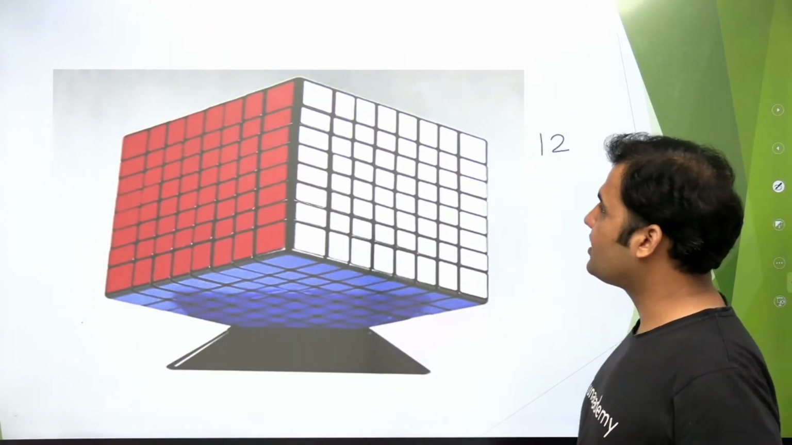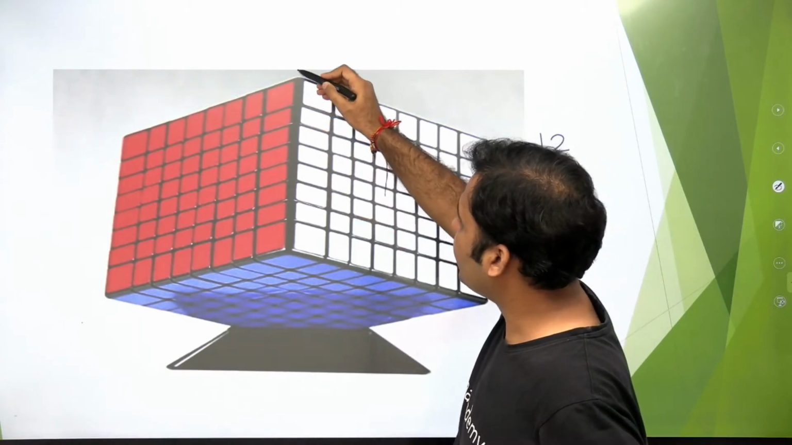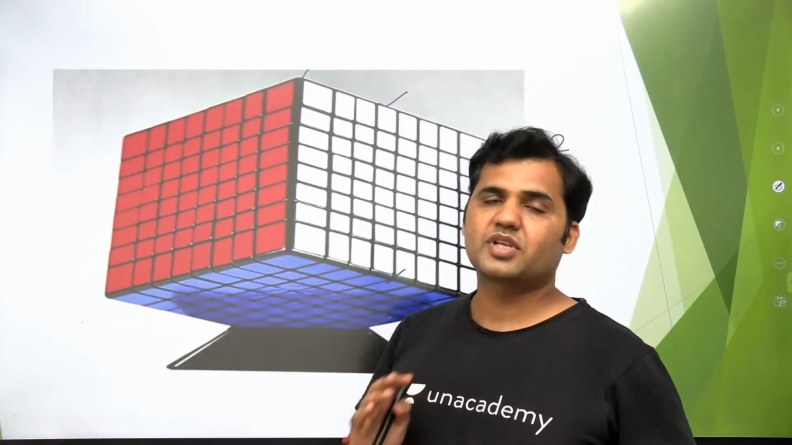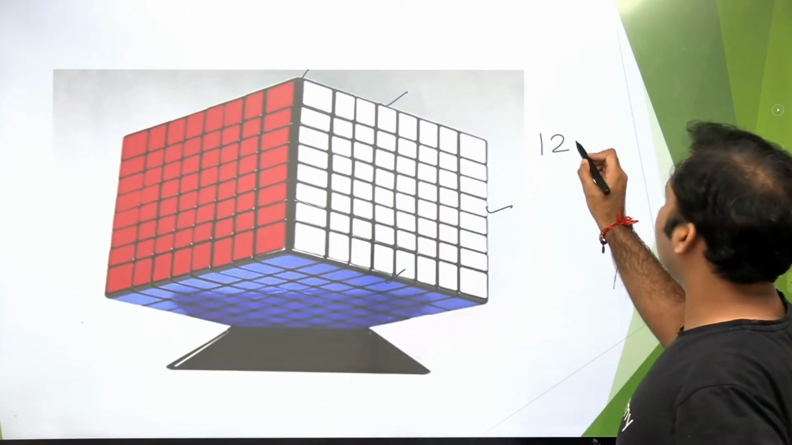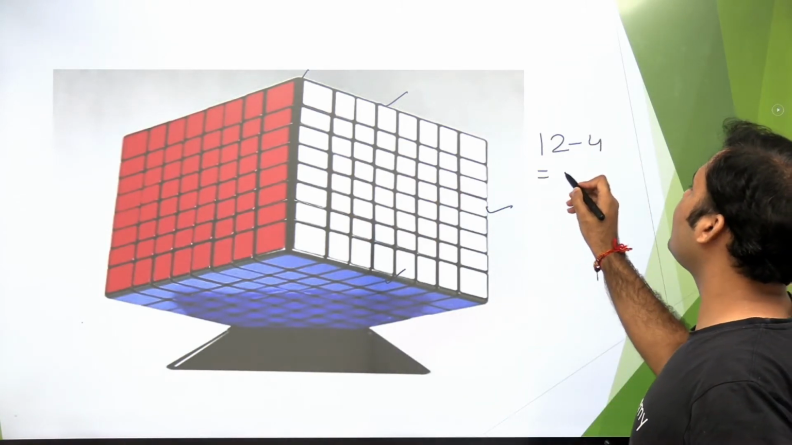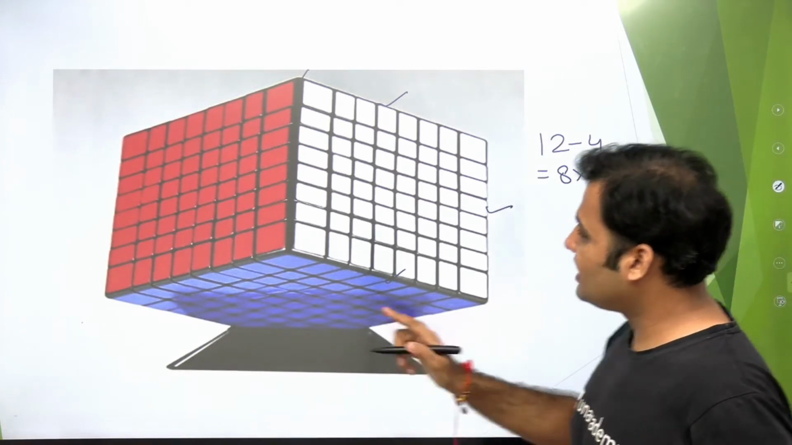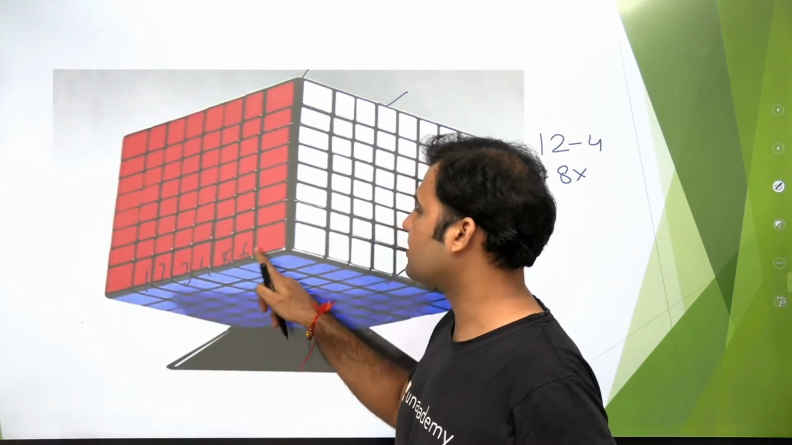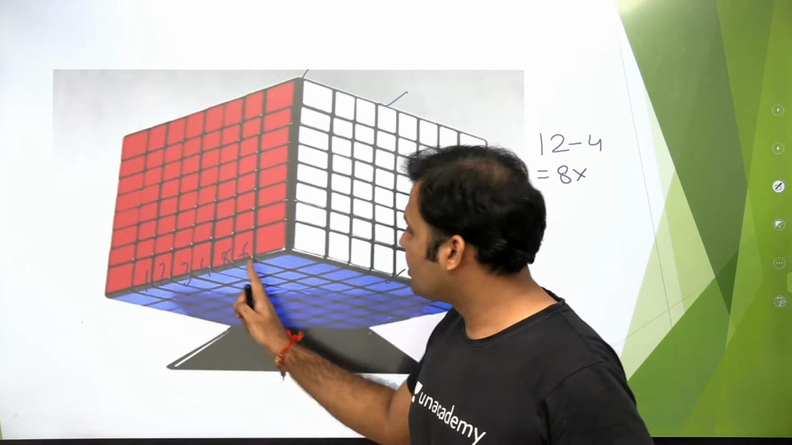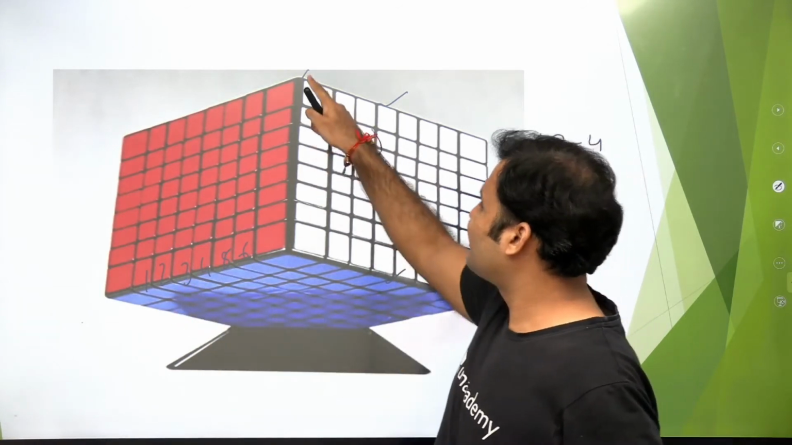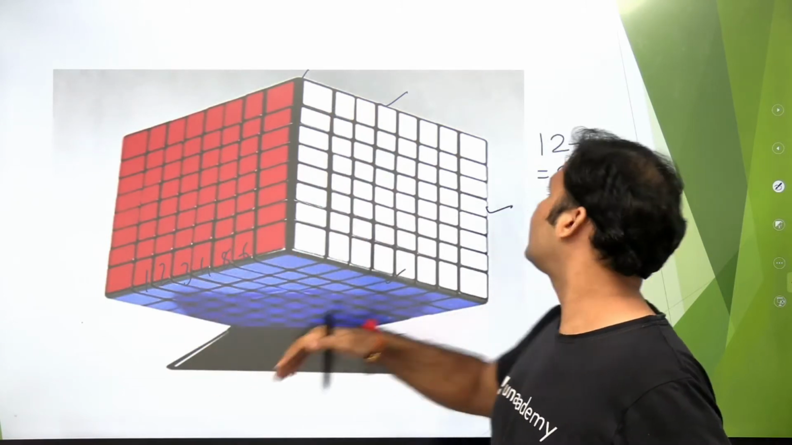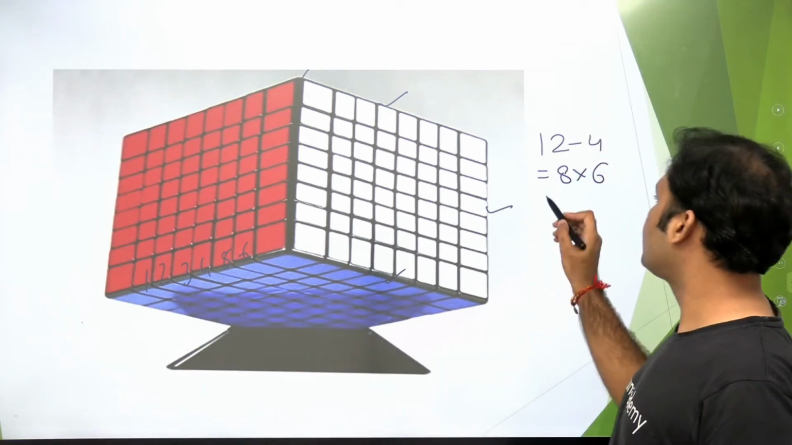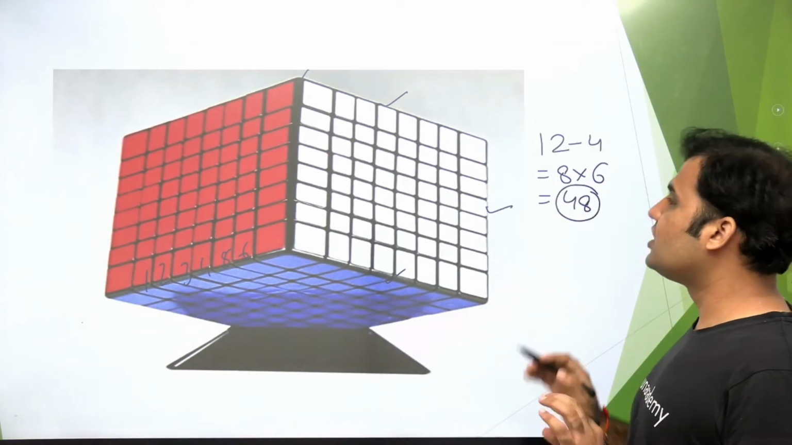But out of these 12 edges, you see that these 4 edges, this edge, this edge, this edge, and this edge, will not give you any two sides painted. So out of 12 edges, we need to subtract 4, and the remaining 8 edges will give you 6 cubes having two sides painted. 1, 2, 3, 4, 5, and 6. You see that these are the 6 cubes on this edge which will have two sides painted. So except these 4 edges, the remaining 8 edges will give you 6 cubes on every edge having two sides painted. So you will get a total of 48 such cubes which have two sides painted.